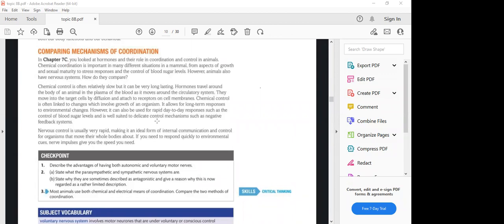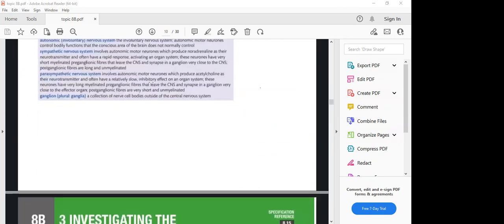Chemical control is slower than the neural control. There is nothing too much more to understand over here.